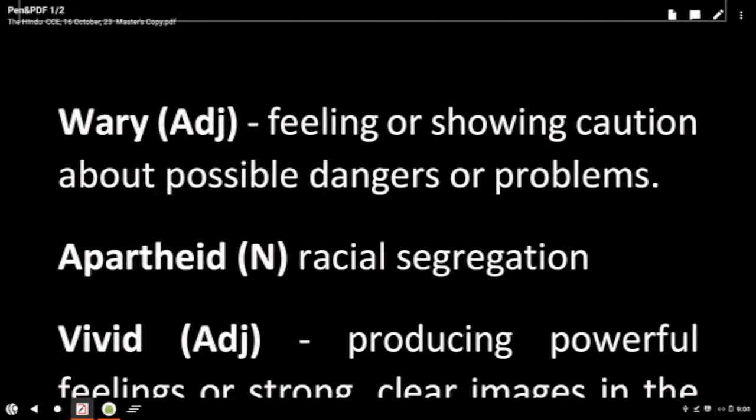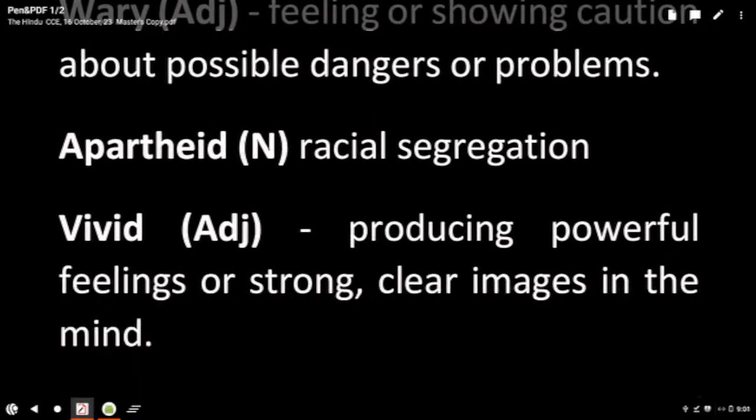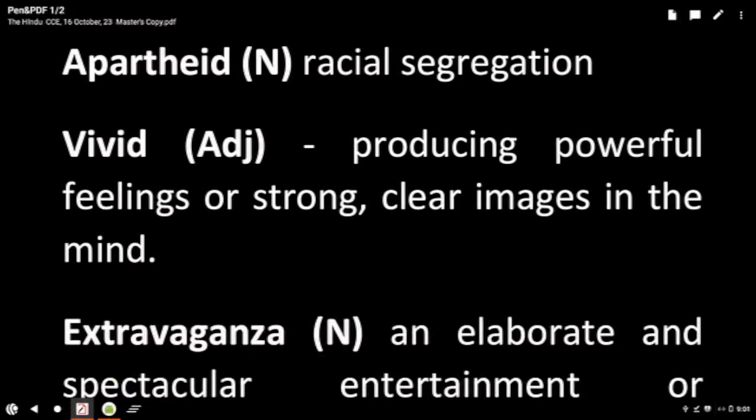Apartheid is an important word. Once it was in the limelight, goes with South Africa. Now it is no longer in the limelight, but you have to know the meaning. Apartheid, part of speech, noun, a racial segregation. You differentiate people based on races, you segregate. Underline the word segregation. Segregate means what? Separate.